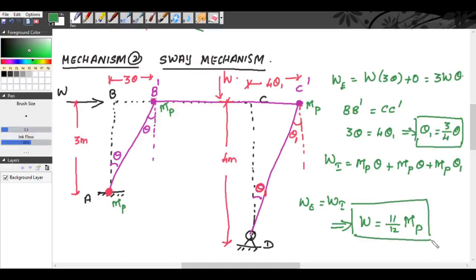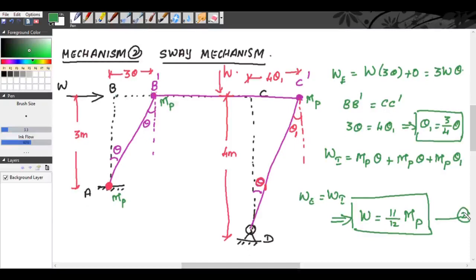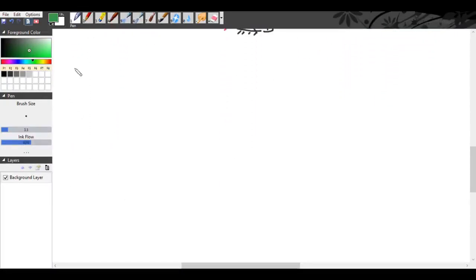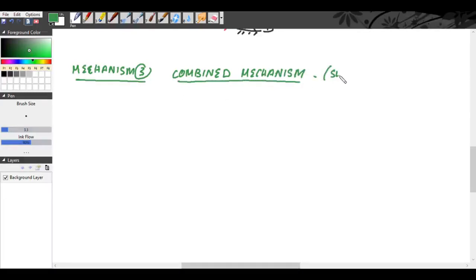This is as per the second mechanism. We will move on to the third mechanism, that is the combined mechanism. Mechanism 3 is the combined mechanism. It is a combination of sway plus beam mechanism. Okay, so how can we draw that mechanism? So first of all, we will draw the given frame.